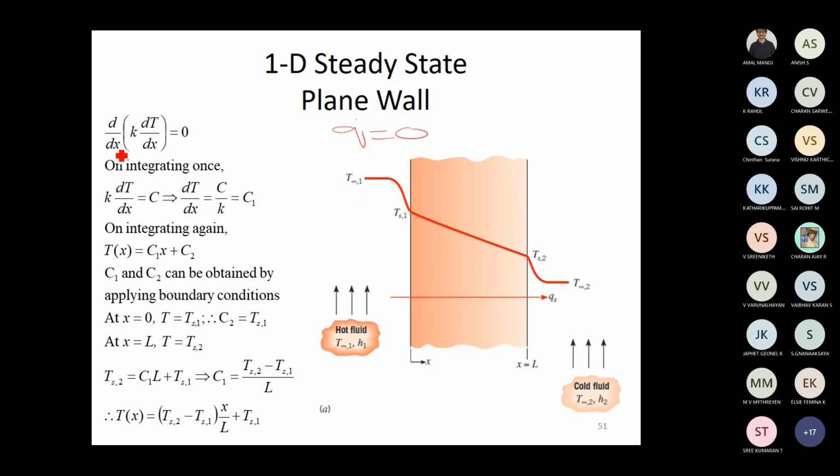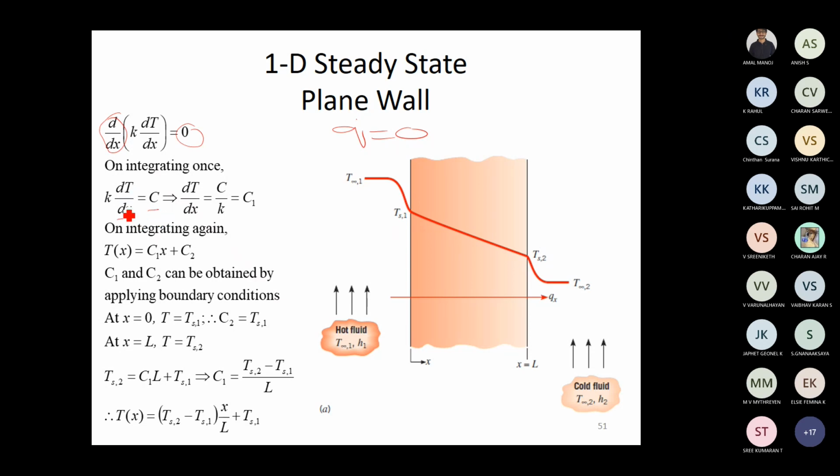So you see here, this is d by dx of dT by dx. If you expand it, it will be d square T by dx square. That means it's a second order equation in temperature depending on only x. Therefore, we will have to integrate it twice. So we will carry out the first integration. On the first integration, this d by dx will vanish, and what remains is only k dT by dx. On the right hand side it is 0, therefore we will have one constant of integration, c.